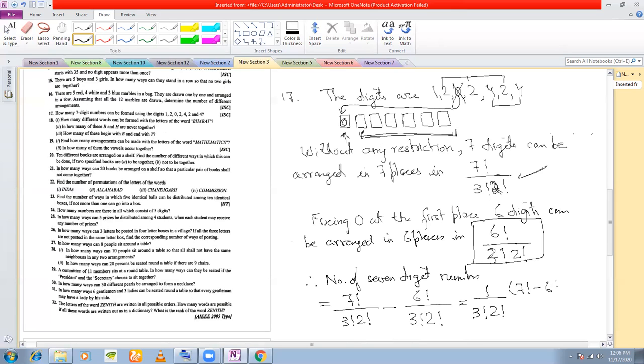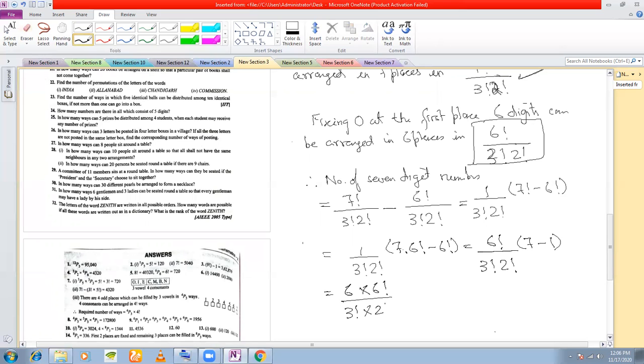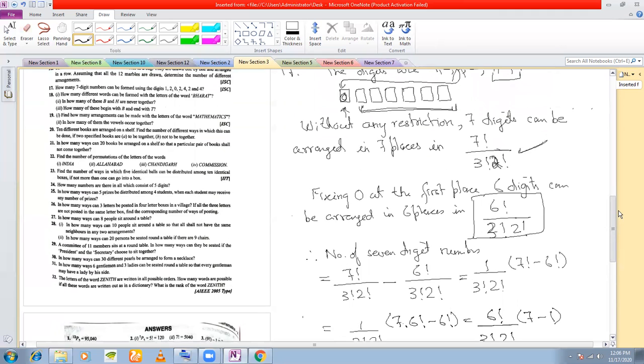Factorial 7 minus factorial 6. You write 7 factorial as 7 into factorial 6, minus factorial 6. Now you can take factorial 6 common, divided by factorial 3, factorial 2, and this will become 7 minus 1. So this is 6 into factorial 6 divided by factorial 3 into factorial 2. Now you can write factorial 3 as 1 into 2 into 3, factorial 6 as 1 into 2 into 3 into 4 into 5 into 6, and then cancel and get your answer. So that is how you calculate this.